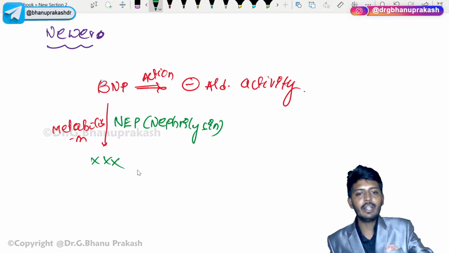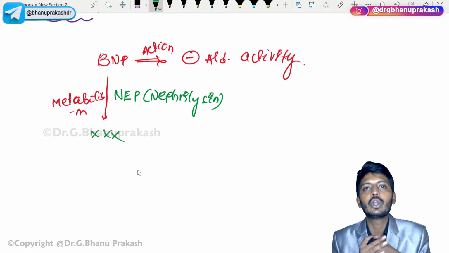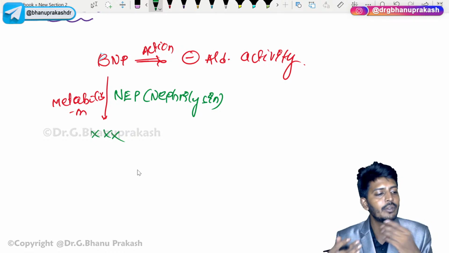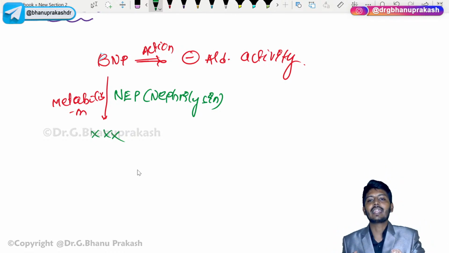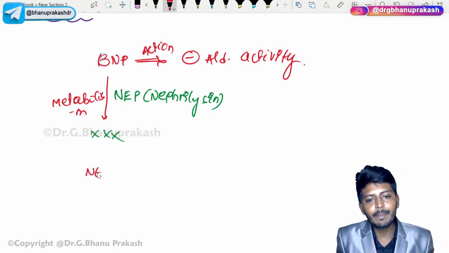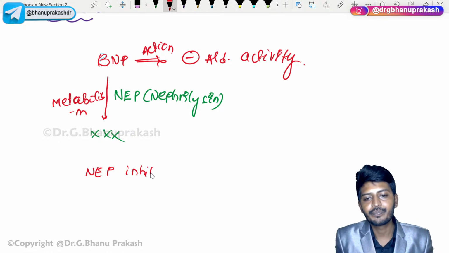So if brain natriuretic peptide is broken down, what will happen? That is going to lead to a problem: reduced level of BNP. So aldosterone activity will still be there. So we need to prevent that by using drugs called NEP inhibitors.